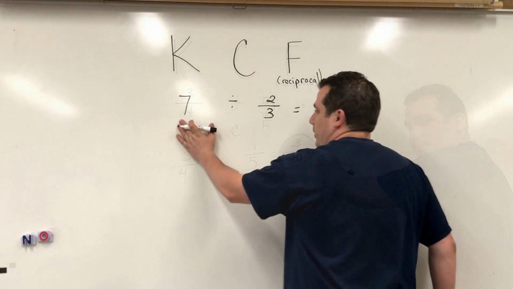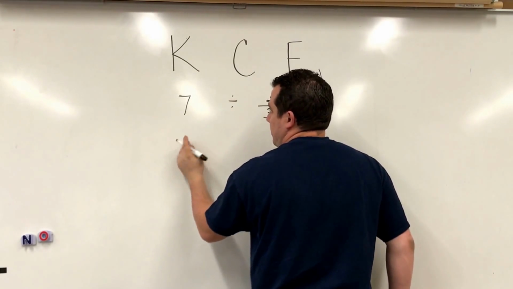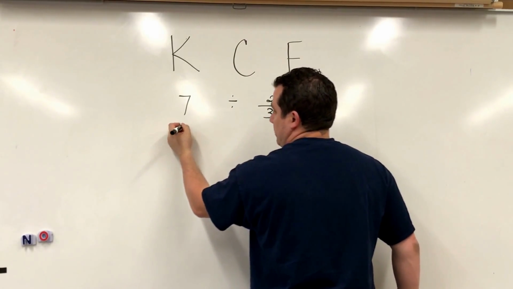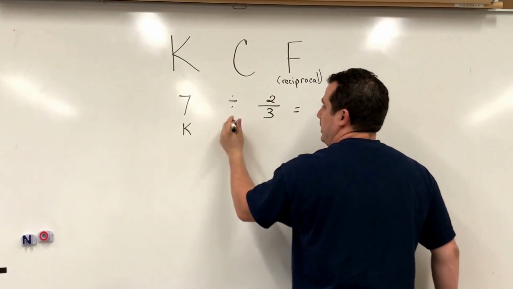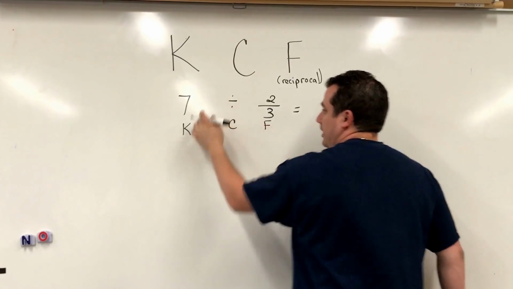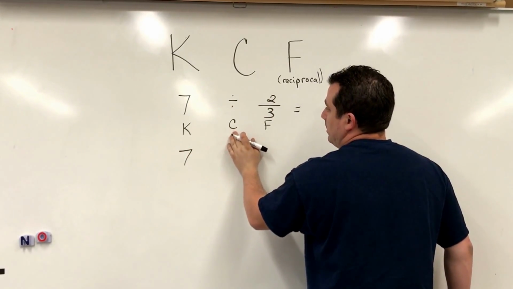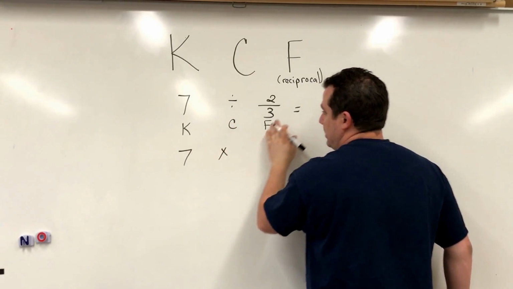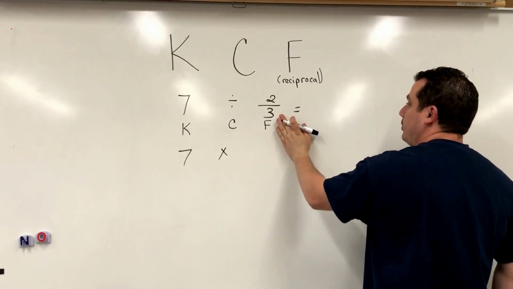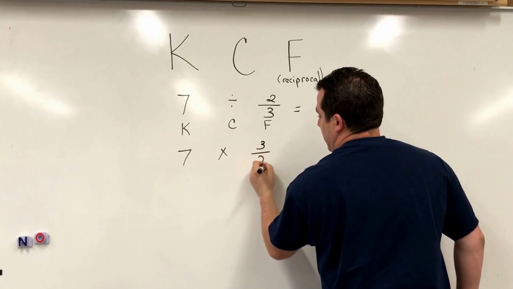Now we're going to take a look at doing a whole number divided by a fraction. So we're keeping the 7 the same. Actually, right underneath I'll put keep, change, flip, Kentucky Fried Chicken. I'm keeping the 7 the same, changing division to multiplication, and I'm flipping or finding the reciprocal of 2/3, which would be 3/2.